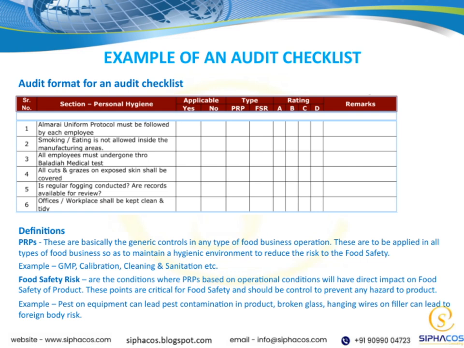Finally, I want to highlight that an audit checklist is a useful tool to evaluate if these controls are in place and effective. It helps us systematically verify our practices and identify any gaps that need addressing to ensure food safety is maintained at all times.